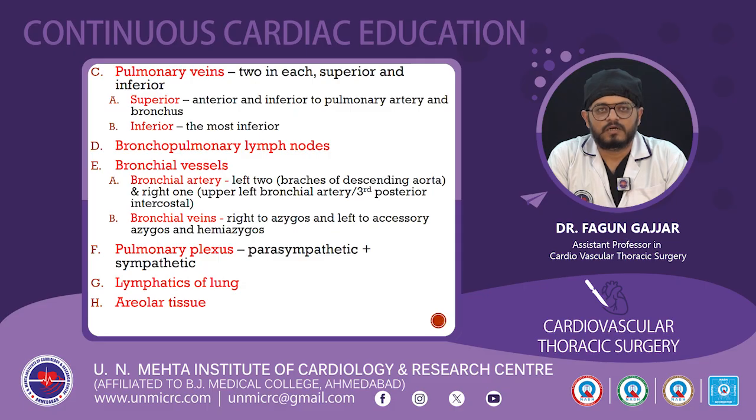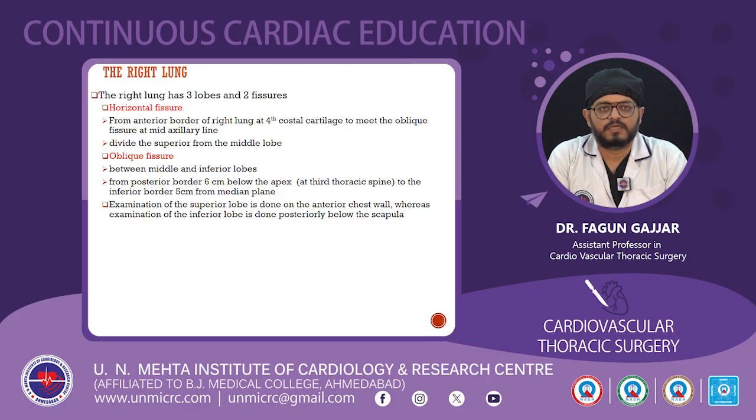Bronchial arteries on the left side are two in number, which are the branches of the descending thoracic aorta, and on the right side it is one, which is arising from the upper left bronchial artery or third posterior intercostal artery. Bronchial vein on the right side drains into the azygos, and on the left side it drains into the accessory azygos and hemiazygos. The pulmonary plexus, which includes both sympathetic as well as parasympathetic fibers, lymphatics of the lung, and the areolar tissue.